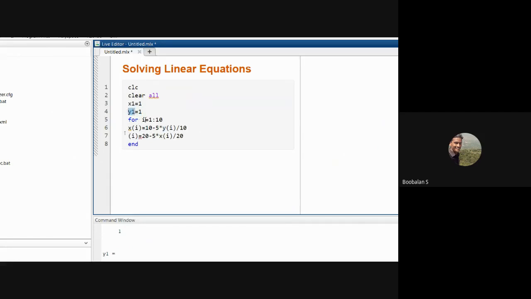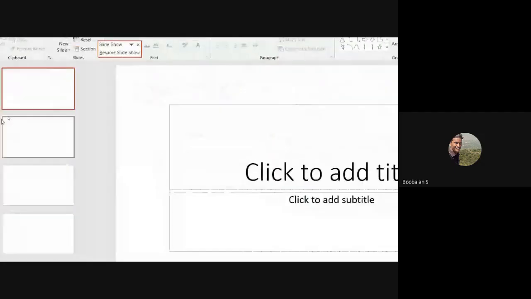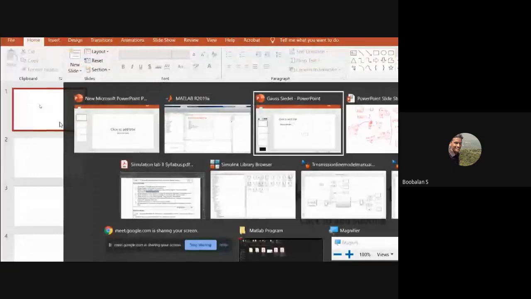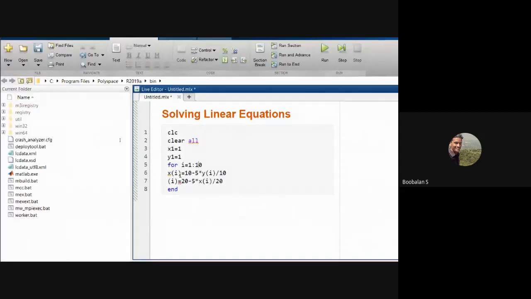Same with y1 actually. Is the equation correct? What is that equation? I just roughed it actually. Tell me the equation value. x of xy is equal to 10 minus 5y divided by 10, and 20 minus 5x divided by 20. Is it correct? Yes, sir. Right, it's correct.